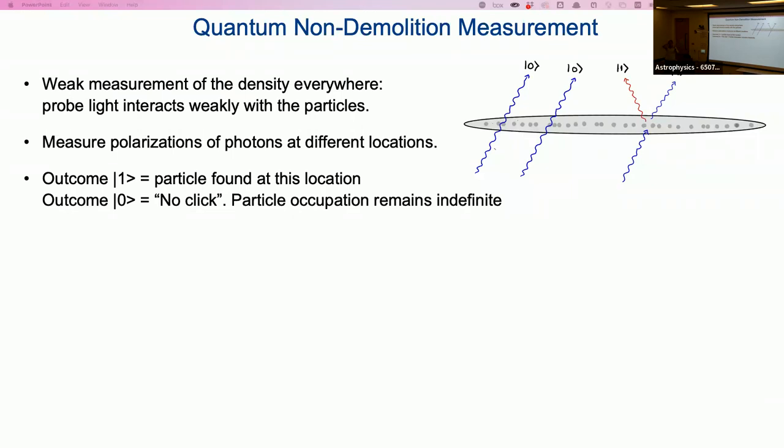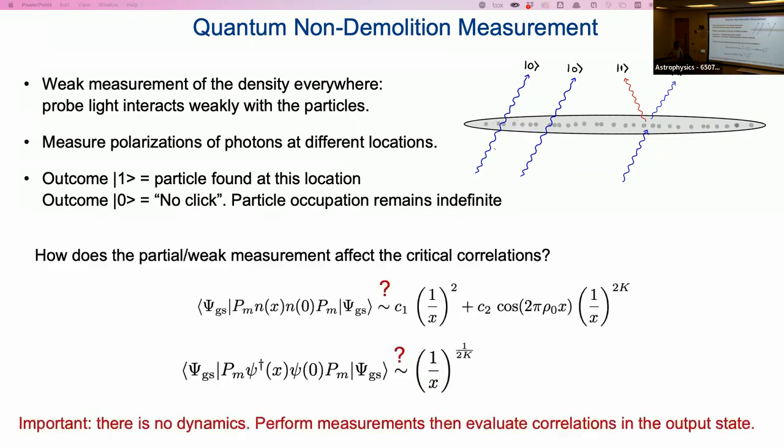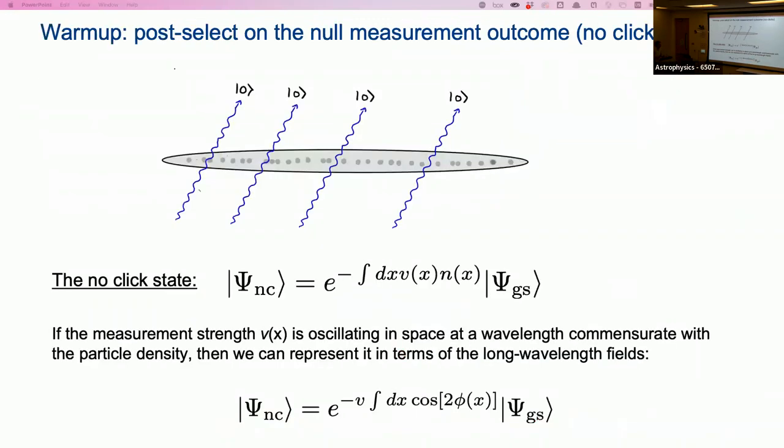And let me measure at some locations which are commensurate with the interparticle distance. If I do that, the question is, how does it impact the correlations that we saw? So whether the correlations will remain what they were before. Because I'm post-selecting on a very, very specific state, it turns out that the dynamics that the measurement imposed on the system are very simple.